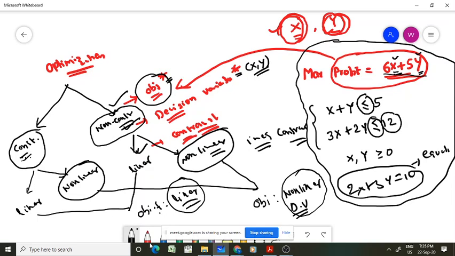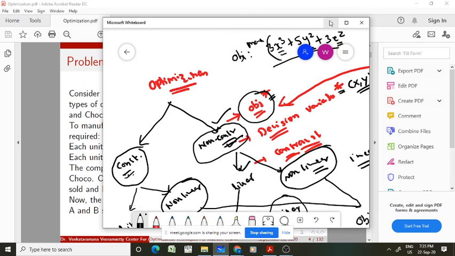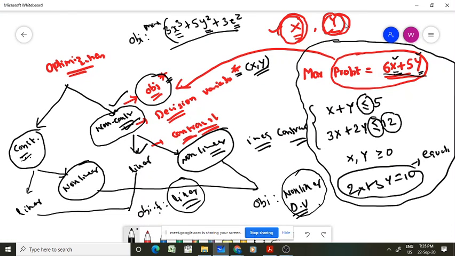Then what is the non-linear optimization problem? In the non-linear optimization problem, your objective function is like 3x cubed plus 5y squared plus 3 into e power z, like that. Here the decision variables are x, y and z, and I want to maximize this function. This is the objective function.